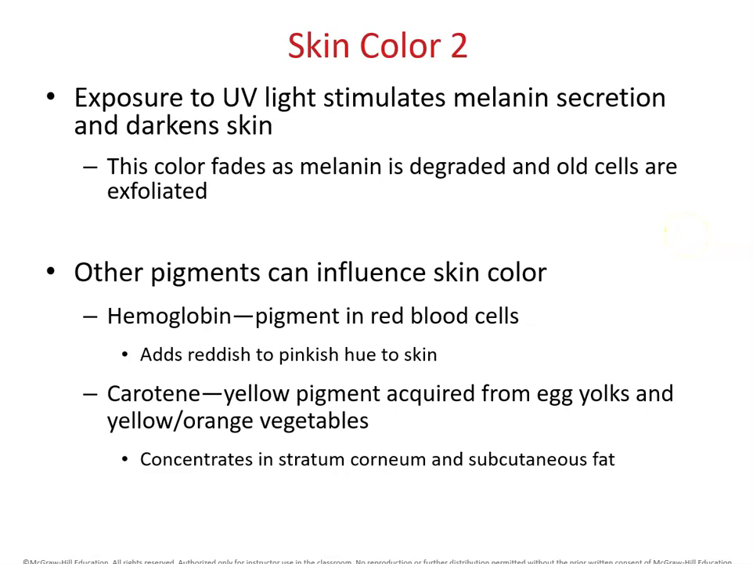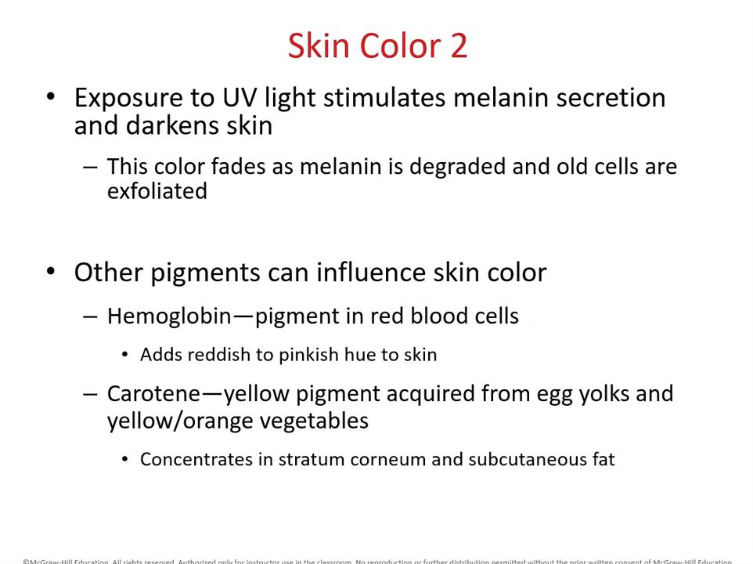Melanin production is increased by exposure to UV light. So if a person spends a lot of time in the sun, we can see an increase in melanin and a darkening of skin tone. And we typically call this a suntan. As UV exposure is decreased or time passes from UV exposure, that melanin will degrade and the skin tone will fade.